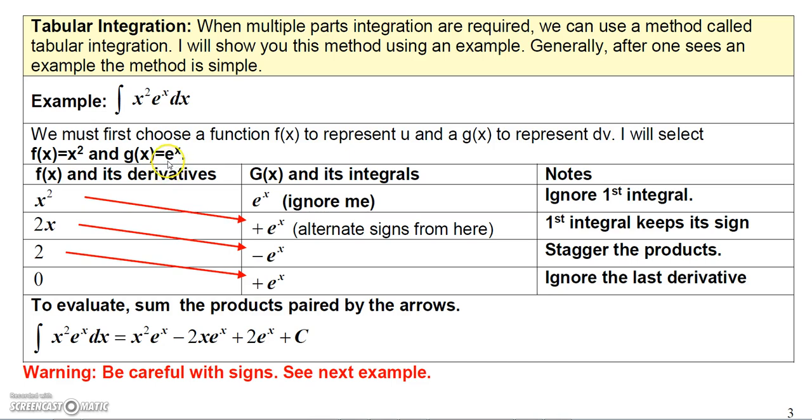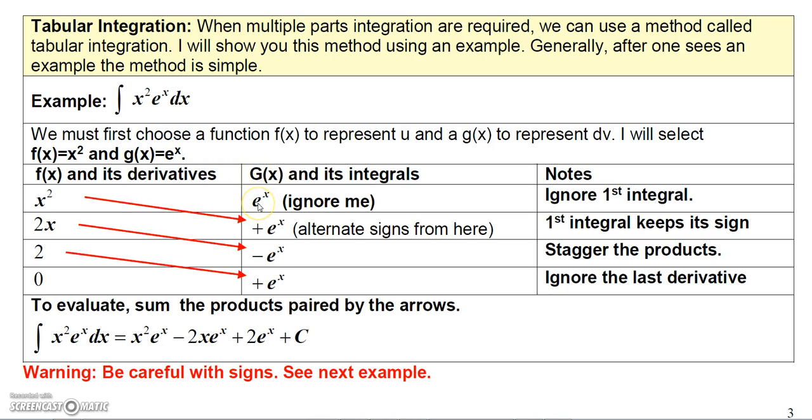So what I need to do here is take the f of x. So here's f of x, x squared, and then the first derivative of f of x would be 2x, and then the second derivative of f of x would be 2, and then finally the third derivative of f of x would be 0.